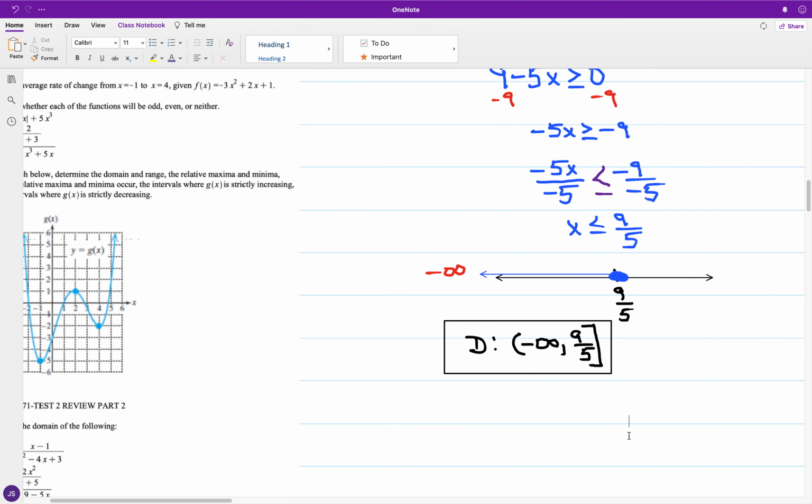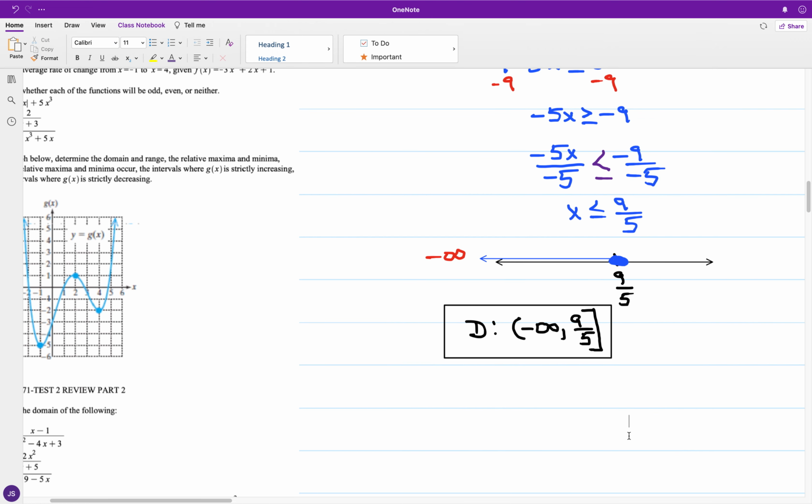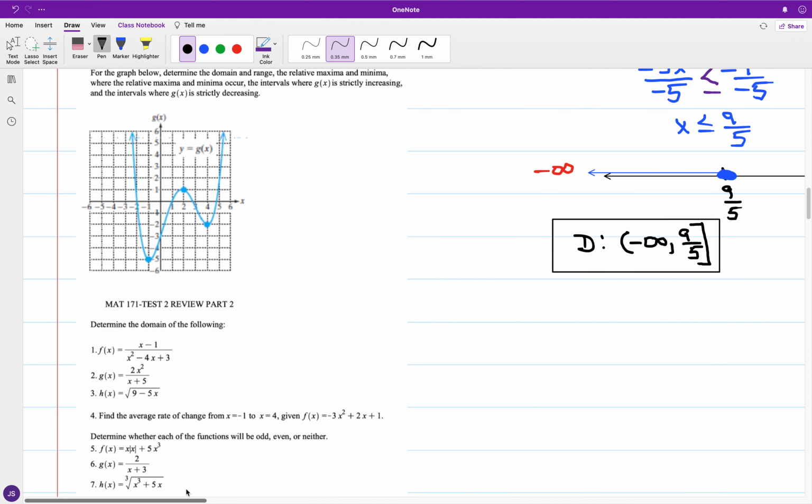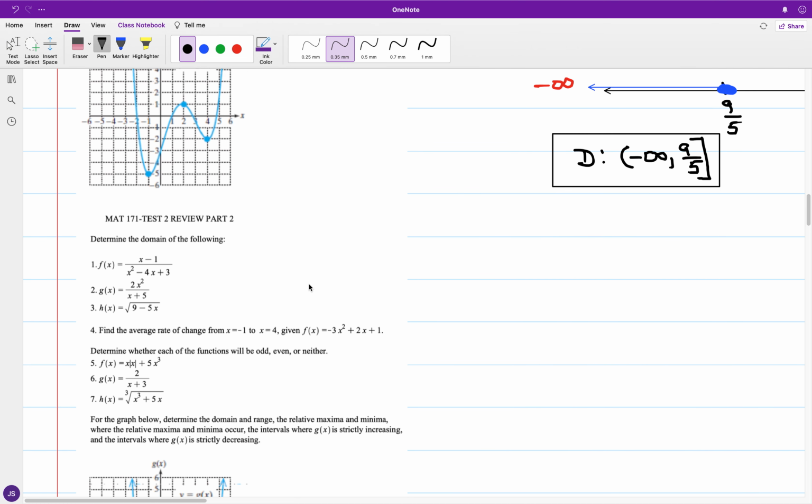All right. Now, in the case of the fourth item, again, you're looking at the average rate of change. This is just a formal way of saying we're asking what the slope is going to be. We're looking at the average rate of change going from x equals negative 1 to x equals 4 given this particular function. And in the case of 4, we've got the function.